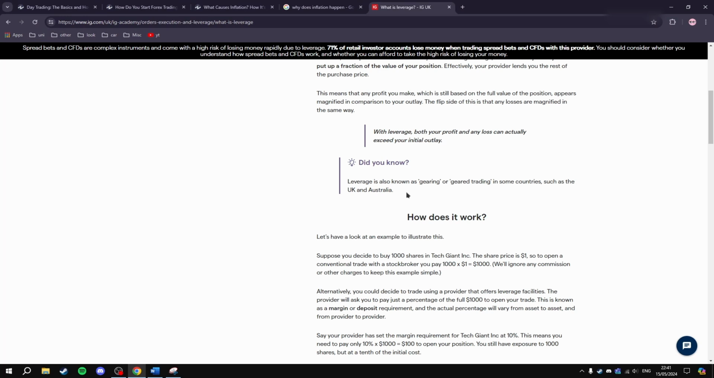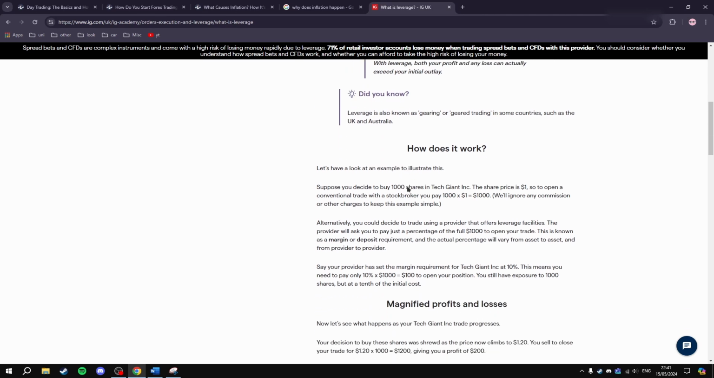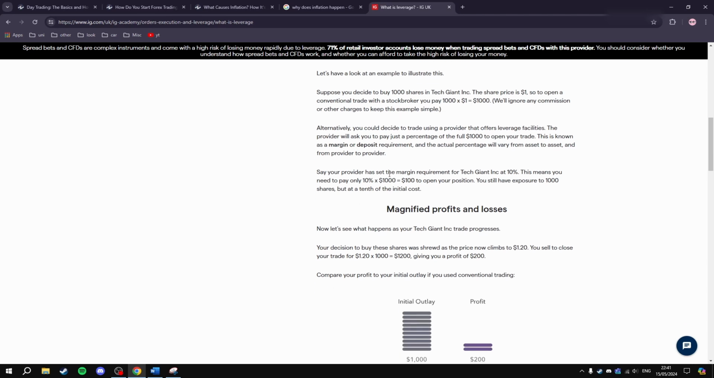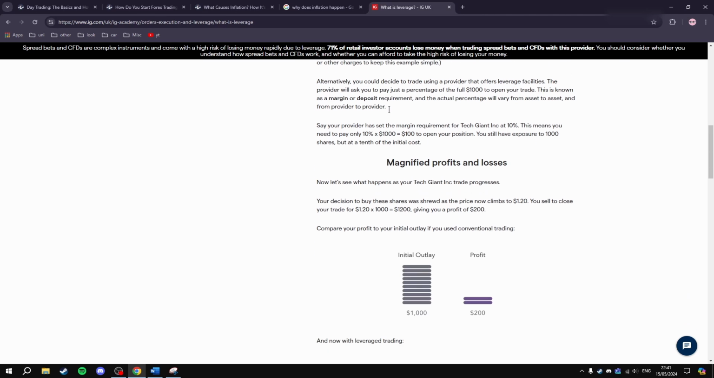Did you know leverage is also known as gearing or geared trading in some countries, such as the UK and Australia? Huh. How does it work? Let's look at an example to illustrate this. Suppose you decide to buy 1,000 shares in tech giant Inc. The share price is $1. So to open a conventional trade with a stockbroker, you pay 1,000 times $1, which is $1,000. We'll ignore any commission or other charges to keep this example simple.